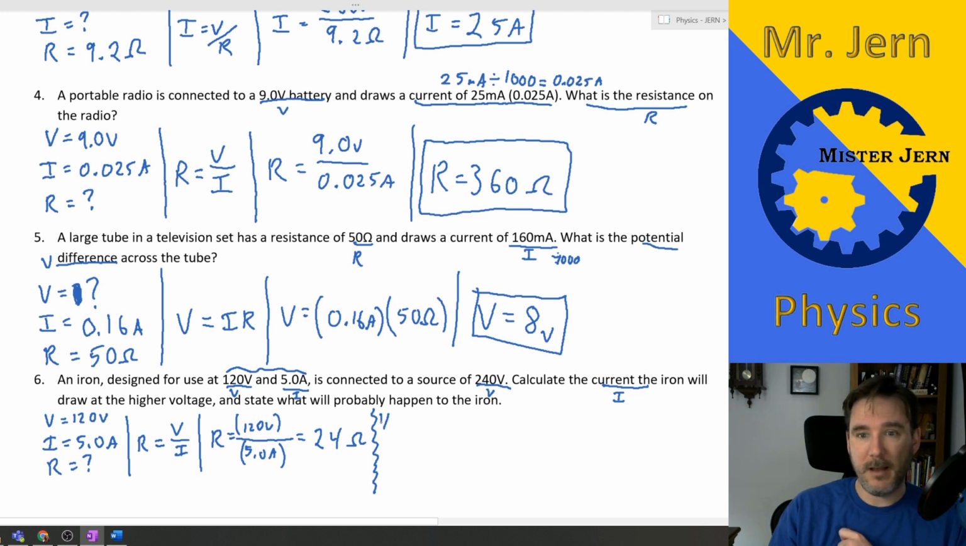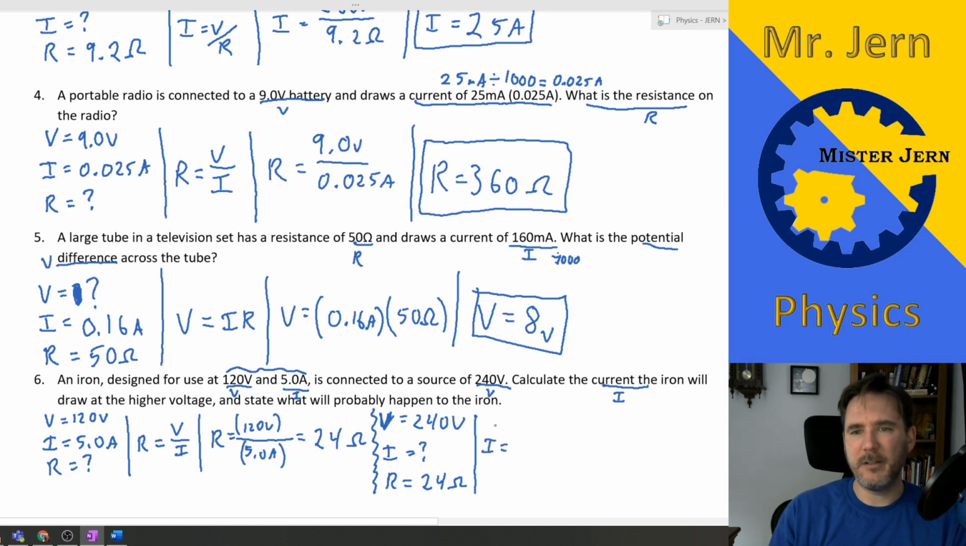So now our voltage, that's a V by the way, oh, that's the worst V ever, V now is 240 volts. Our current is what we're trying to confirm here. We're thinking it's going to be 10, and we know that the resistance of the iron is still 24 ohms, because it's an iron, and it doesn't change its resistance.